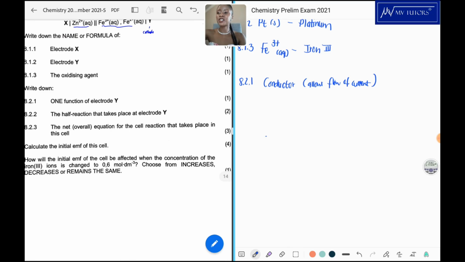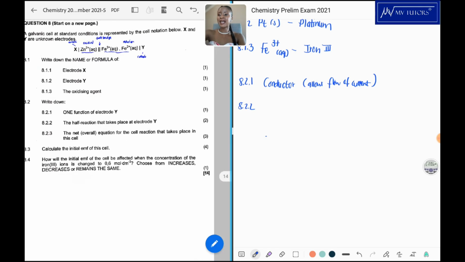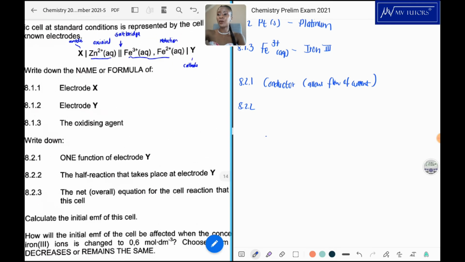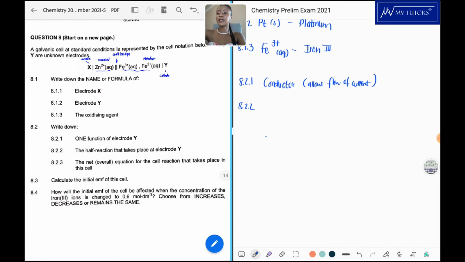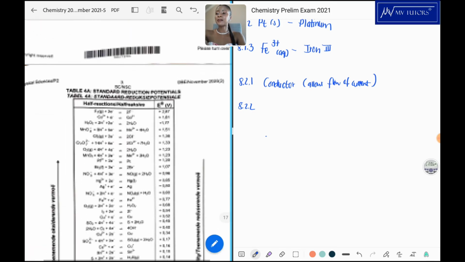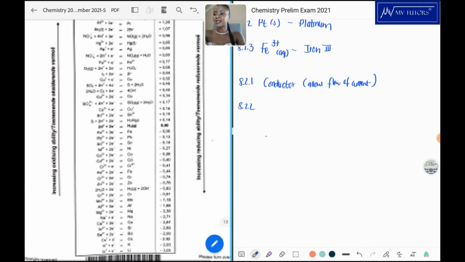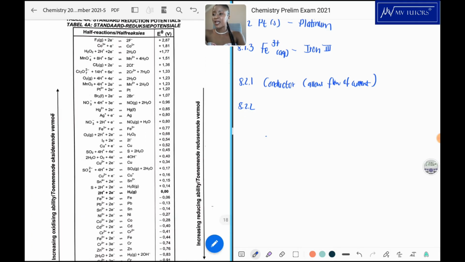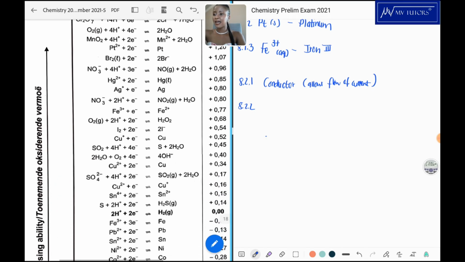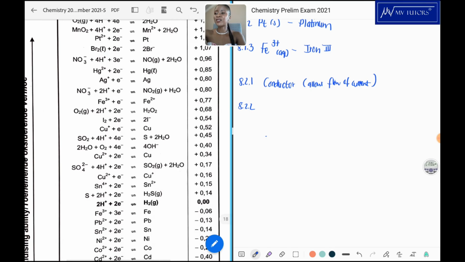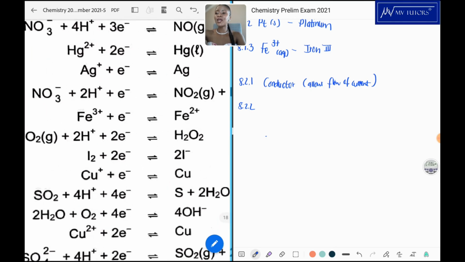Okay, so that's the function of electrode Y. It is a conductor allowing the flow of current. Now 8.2.2, the half reaction that takes place at electrode Y. We can see it goes from 3 plus to 2 plus. So let's have a look at our table. Do we have something like that? Okay, so iron is being reduced.